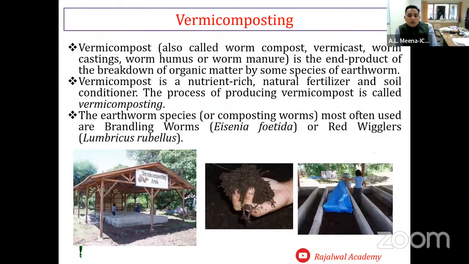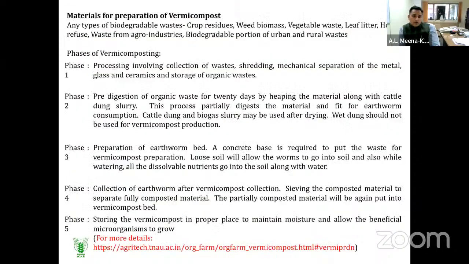The earthworm species most often used are the banding worms, Eisenia foetida, and red worms, that is the Lumbricus species. Now, these are the materials used and prepared for vermicomposting. The first phase of preparation involves the collection of waste material, shredding, and mechanical separation of metal, glass, and ceramics from the material. The second phase involves the pre-digestion of organic waste for 20 days by heaping the material along with cattle dung slurry.